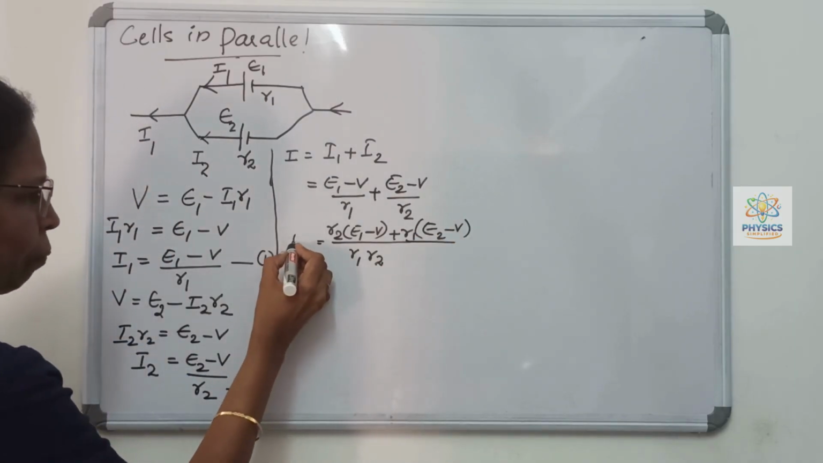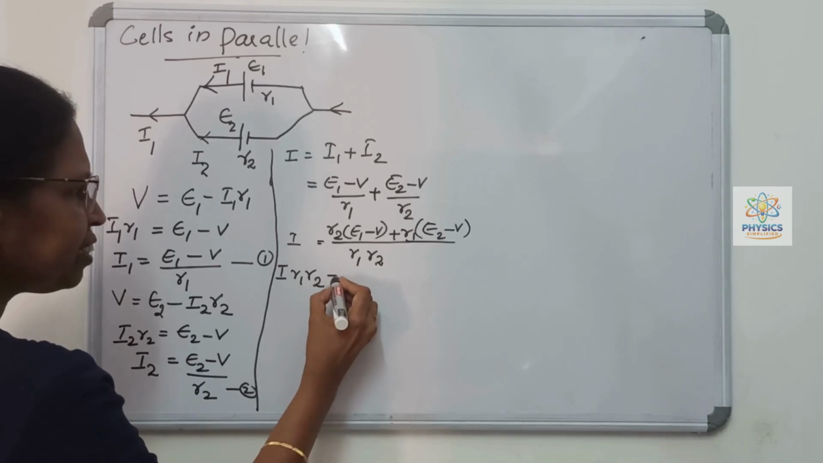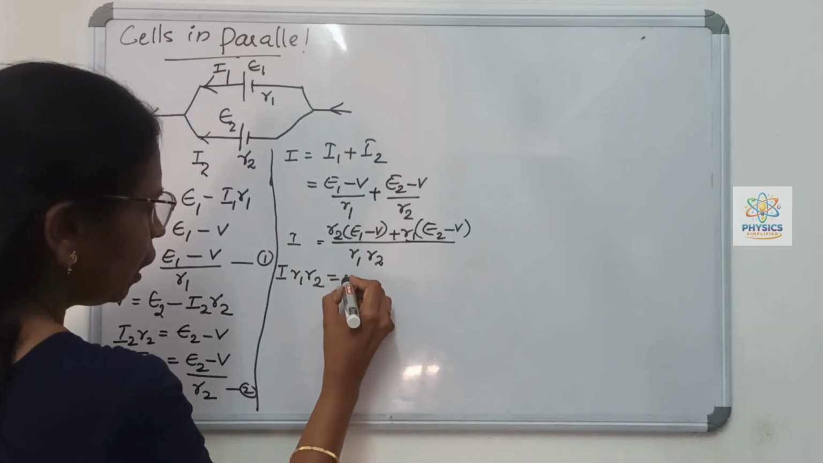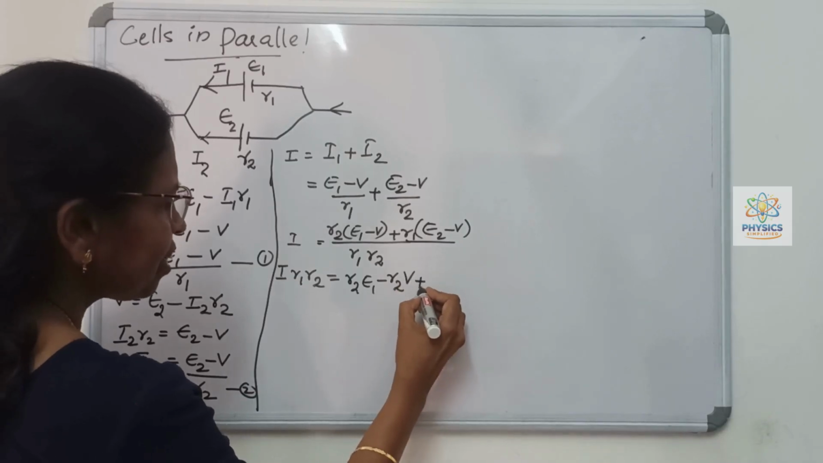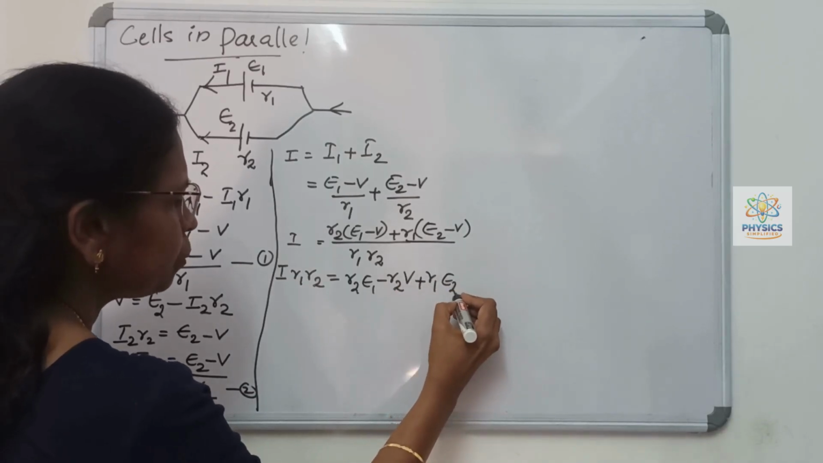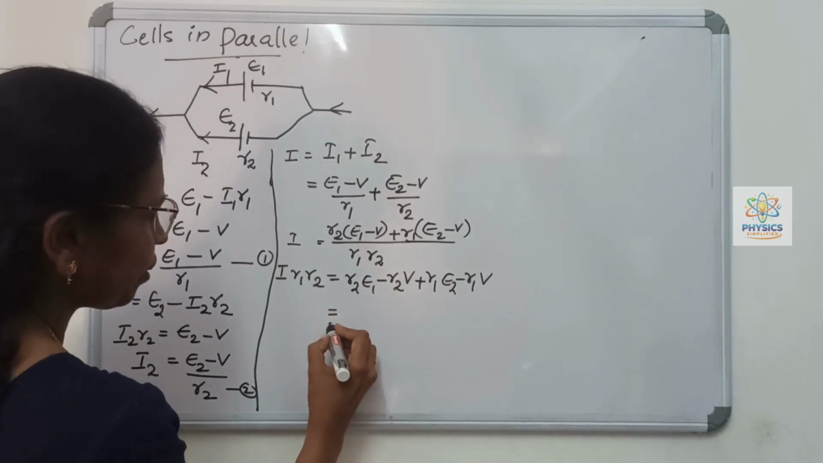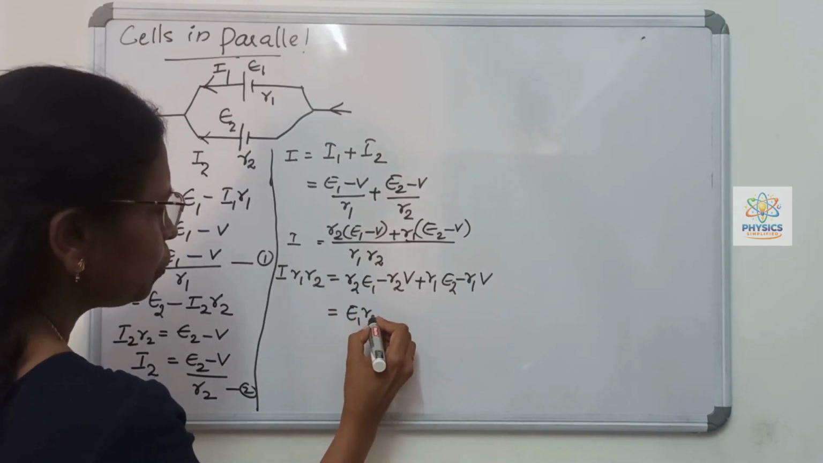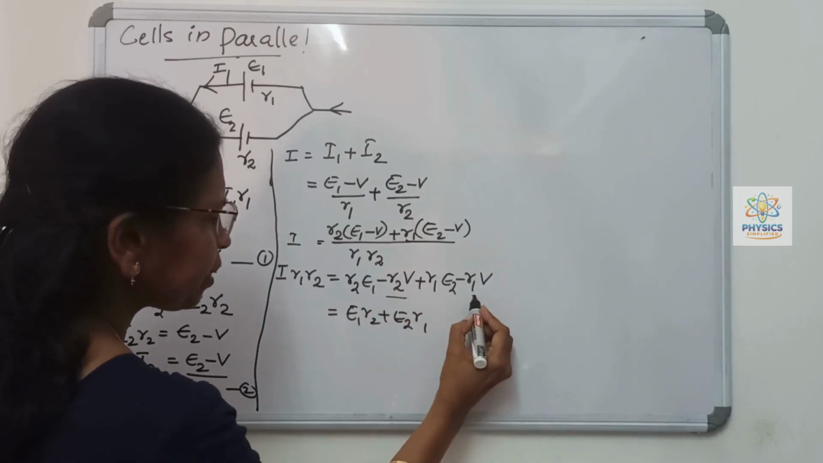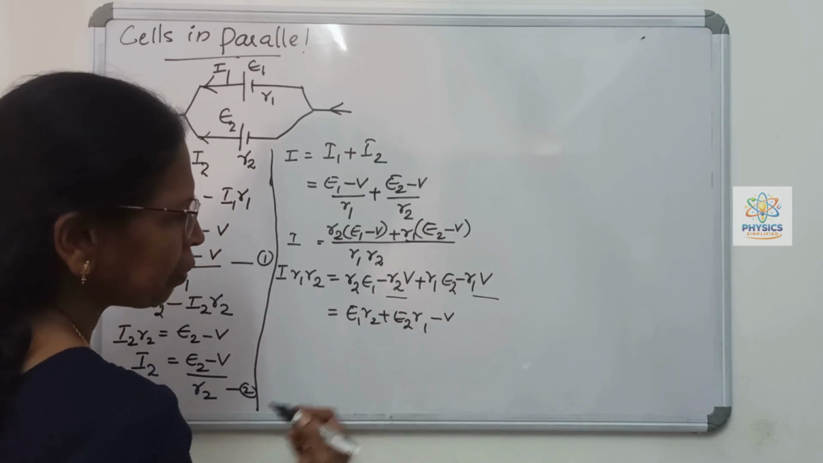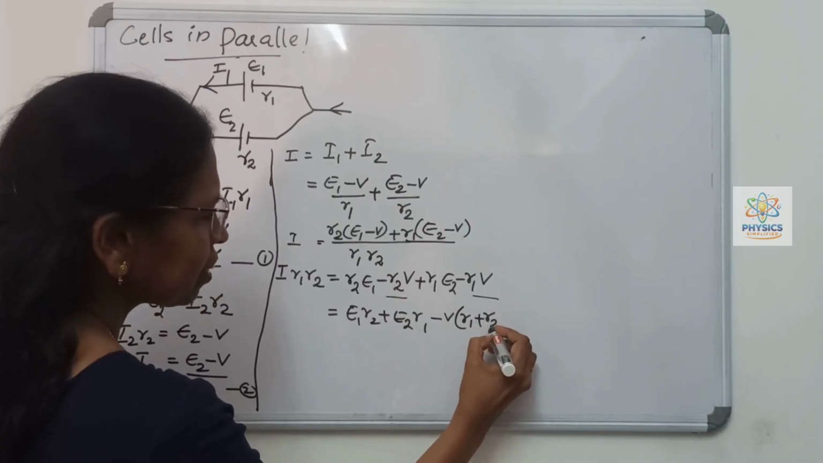When we cross multiply here, we will get I into R1 R2 is equal to R2 into E1 minus R2 into V plus R1 into E2 minus R1 into V. The same equation we can write as E1 R2 plus E2 R1. Then in both the terms, minus V is common. Then we can write minus V into (R1 plus R2).